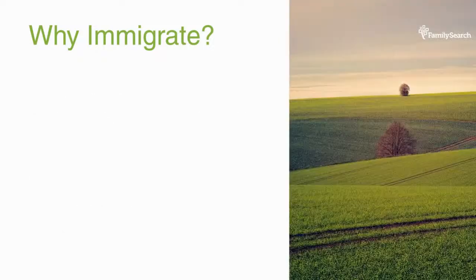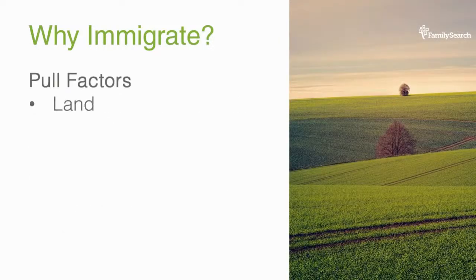But there are also things that pull people to the United States. So some of the pull factors, one of the biggest ones was land. I mean, there's a huge amount of land in the US. Geographically, it's very large. And at that time, a lot of it was still unsettled. I mean, it hadn't been farmed. And so there were a lot of opportunities to come and get your own acreage and settle down. And the US even offered free land starting in about 1862 with the Homestead Act.